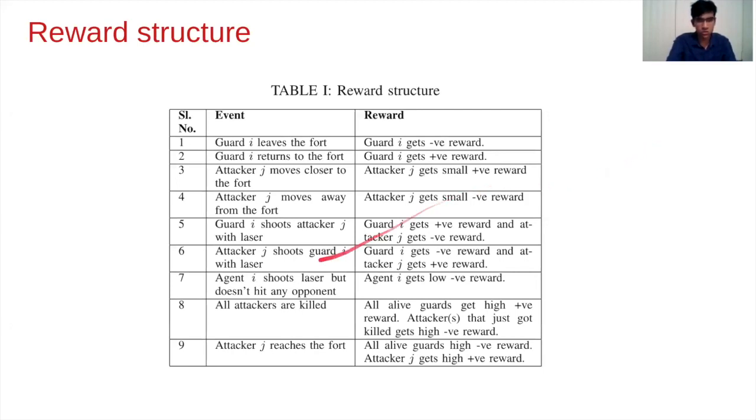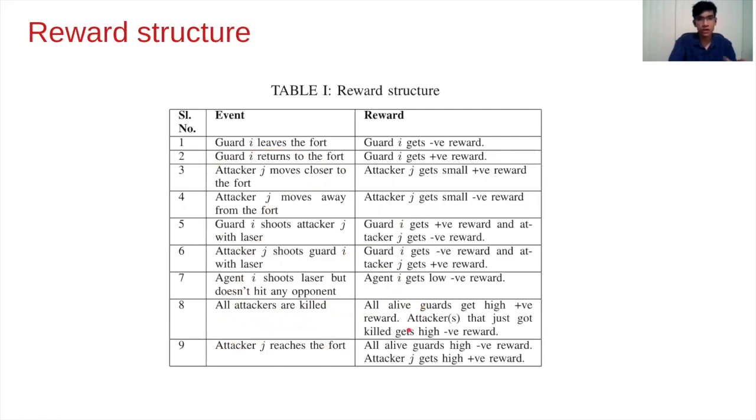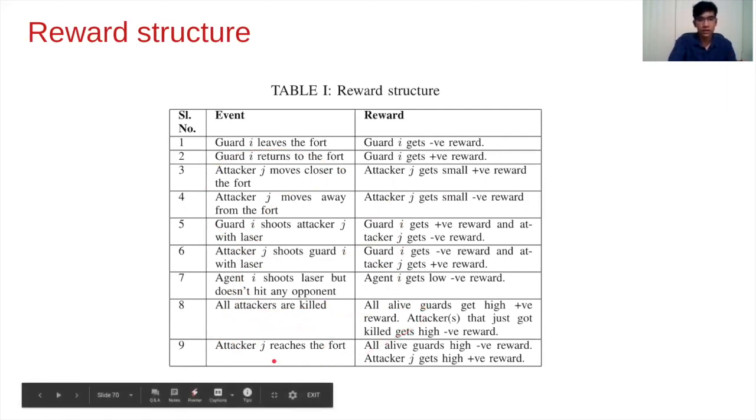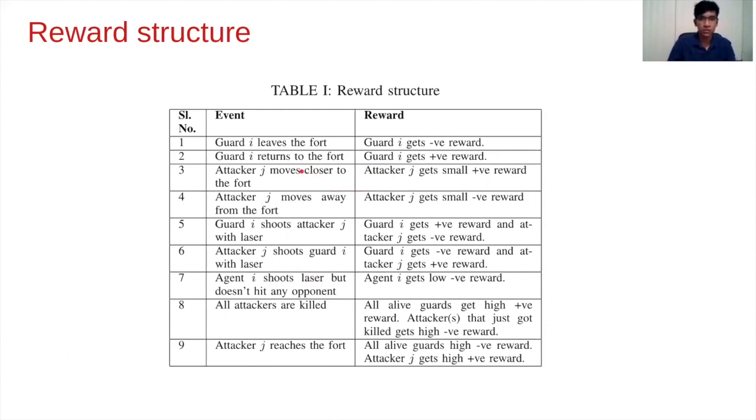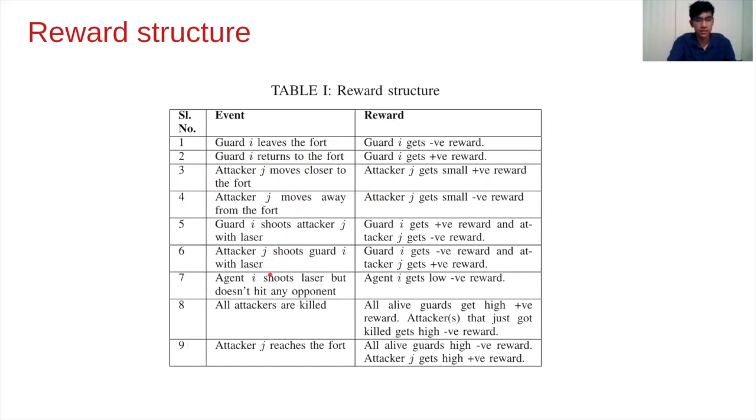And here is the reward structure of our environment. The reward is a summation of many terms. The important two are at the bottom. If all attackers are killed, then guards get a high positive reward and attackers get a high negative reward. And if an attacker reaches the fort, then attackers get a high positive reward and guards get a negative reward. These are the important terms. Apart from these, there are some other terms which help speed up the learning. For example, if you shoot an opponent, you get a small positive reward. If you die, you get a negative reward, things like that. The first 1 to 7 terms are really to speed up learning. The actual objectives are in 8 and 9. If you try out reinforcement learning, many times it takes a lot of time to train, so we have to come up with such reward structures to speed things up.